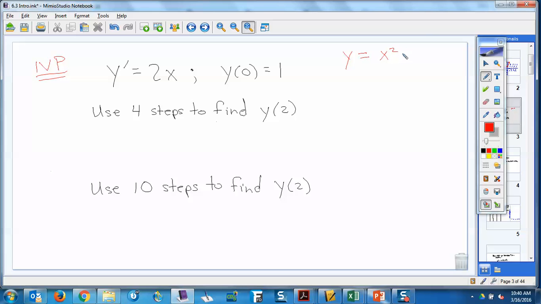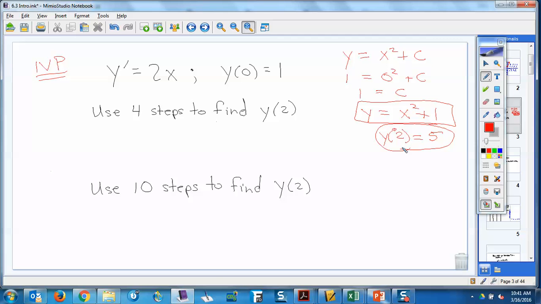x squared plus C. Then we put our initial condition in, put a 1 in for y, put a 0 in for x, and we get C equals 1. So we know the exact solution to this is that right there. So what is y of 2 actually? y of 2 is actually 5, isn't it?